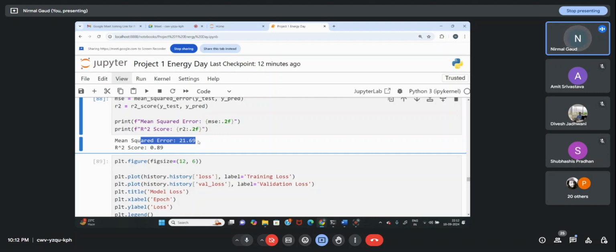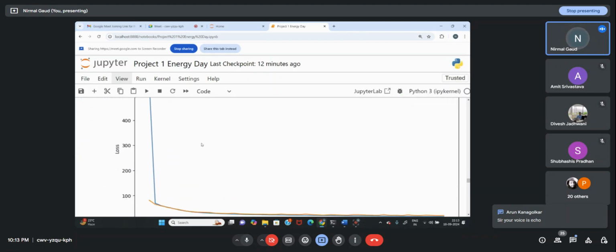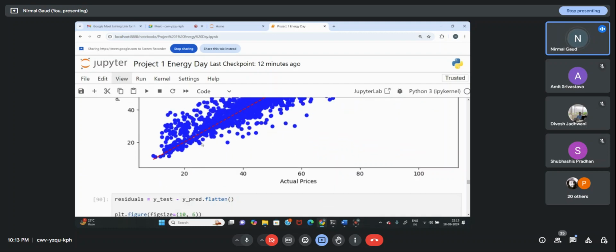थोड़ा सा error ज़्यादा आ रहा है. वो कुछ points हैं. There are certain points जो actual line से थोड़े से far away हैं. That is why error is 21.69. But R2 score is good. Okay, and when I draw this thing, you will see. Okay, let me draw. हाँ ये रहा देखो.